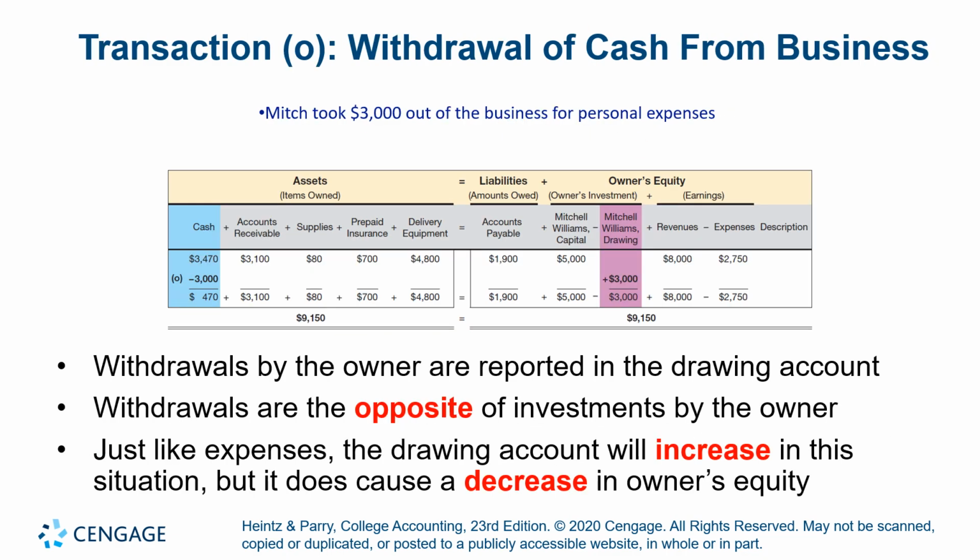Okay, last transaction here, transaction O. We have a withdrawal of cash from the business. So Mitch took out $3,000 out of the business for personal expenses. Okay, so the money we put in the business is capital. The money that we take out for personal use is drawing. Okay, so my drawing account increases by $3,000 here, and then my asset of cash is going to decrease by $3,000. So now my business only has $470. And when I total everything up, they balance out.